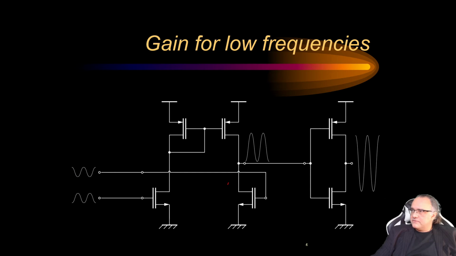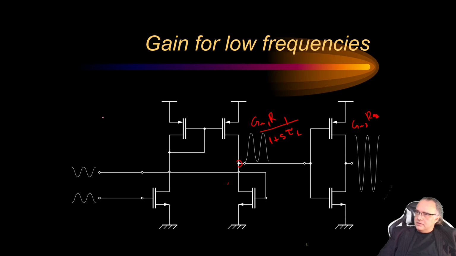Let's see how the gain behaves for low frequencies. We have here the differential. It's multiplied here, so it will be GM1 times R equivalent 1, and this is GM2 R equivalent 2. Now, very important to note is that we have a pole here. So this means that this gain will reduce at high frequencies, and it will reduce at high frequency by the effect of the pole, T1, where the time constant of this node, T1, is, of course, the equivalent capacitance at this node times the equivalent resistance at this node.